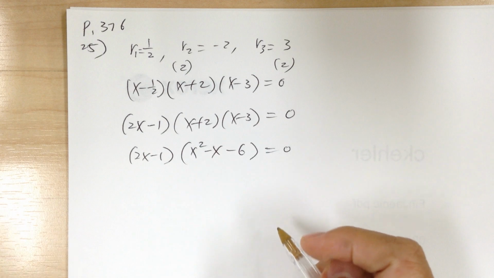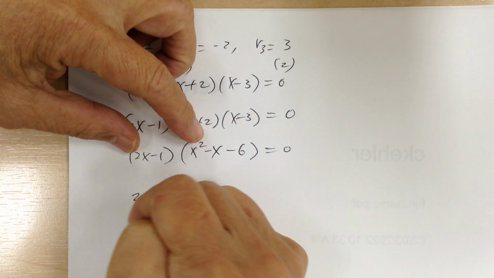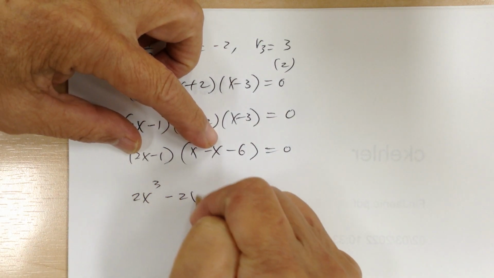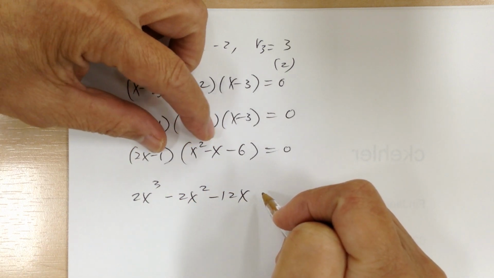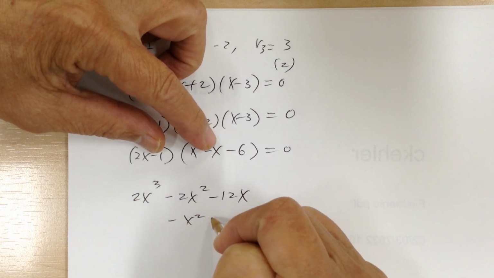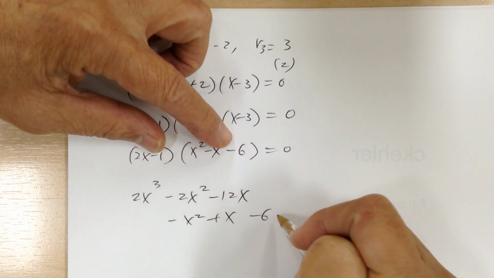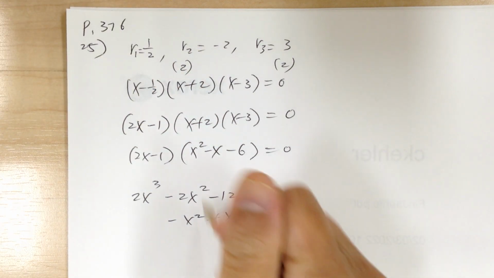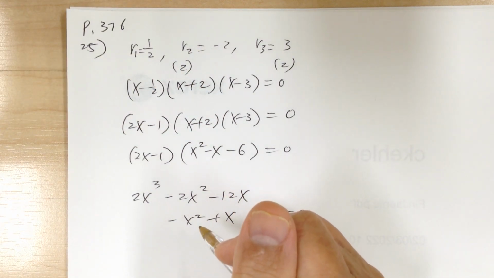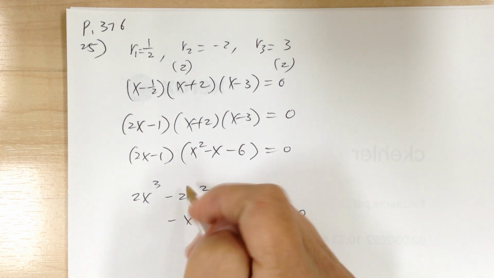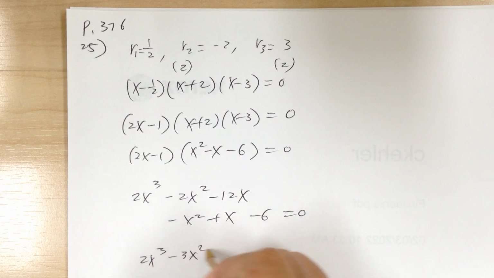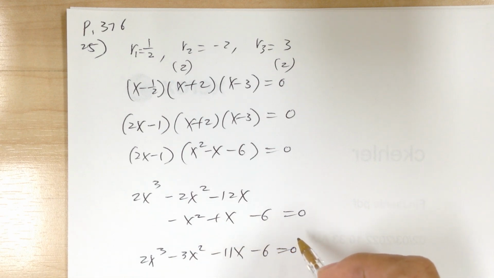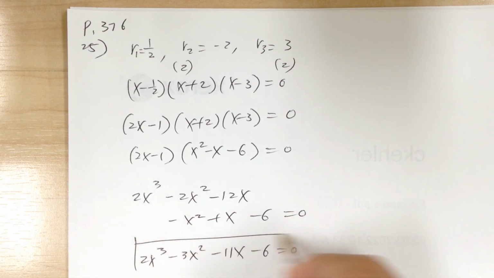Then from here you're going to distribute. So you're going to get 2x cubed minus 2x squared minus 12x, and over here you're going to get minus x squared plus x minus 6 equal to 0. I line them up so it's easier to add the like terms. So you're going to get 2x cubed minus 3x squared minus 11x minus 6 equal to 0. And that's it for number 25.